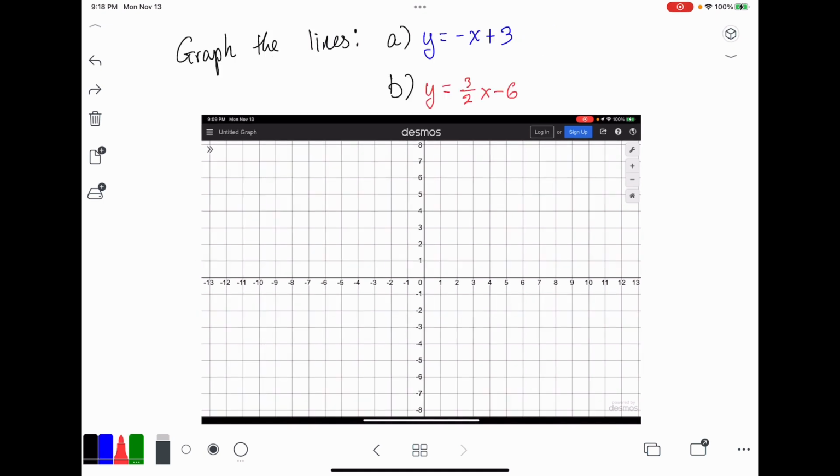So pause this video and see if you can graph these 2 lines. Once you have finished, unpause this video so that you can see the correct lines. And there you have it. There are your 2 lines. The one in blue is line A, and the one in red is line B.